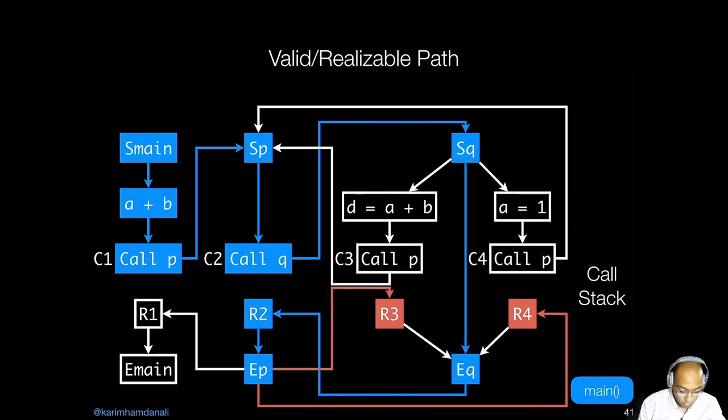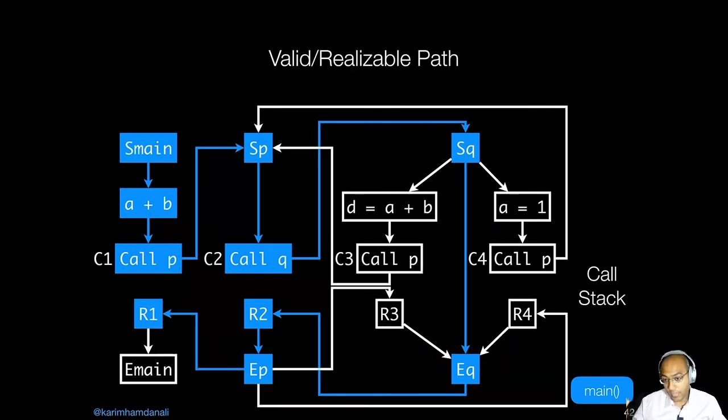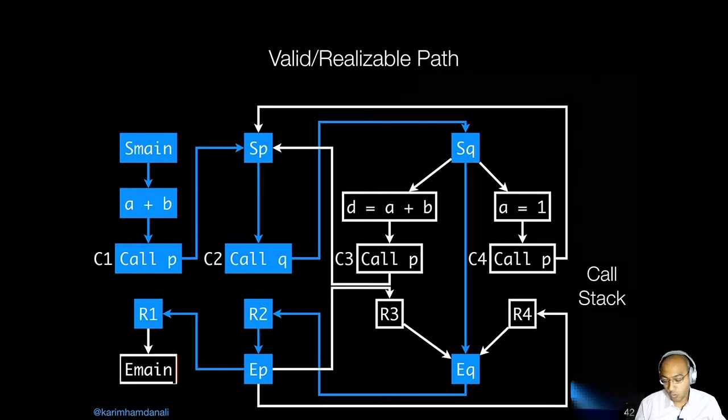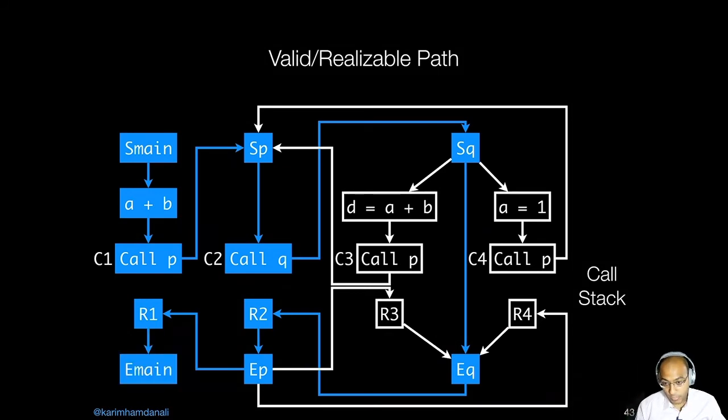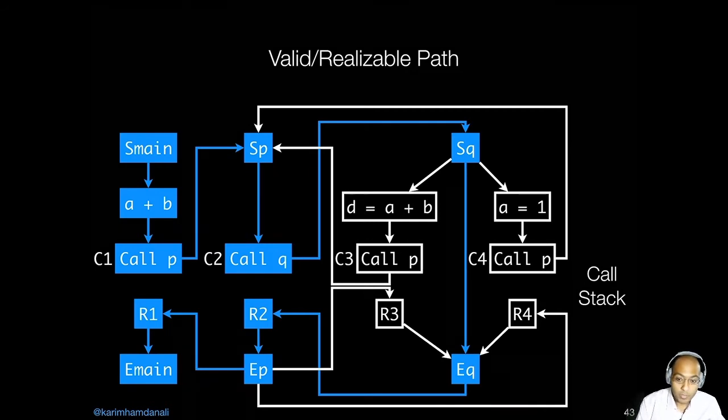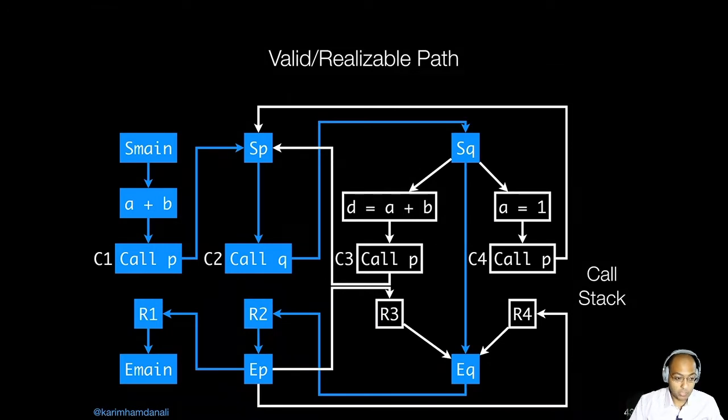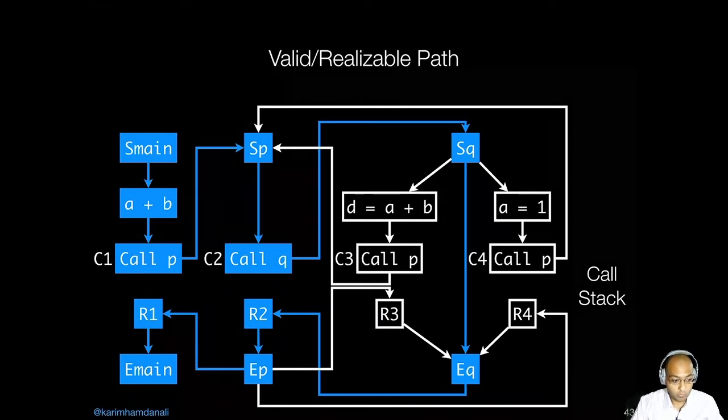Then I'm going to go back to main. At the end, that's the end of my program. There are no outgoing edges, so I'm going to pop off main from my stack, and my stack is empty. And once my stack is empty, I know that I'm at the end of my path. So now I have a full realizable or valid path from the starting point of the program until an end point or a leaf in the ICFG, the inter-procedural control flow graph.